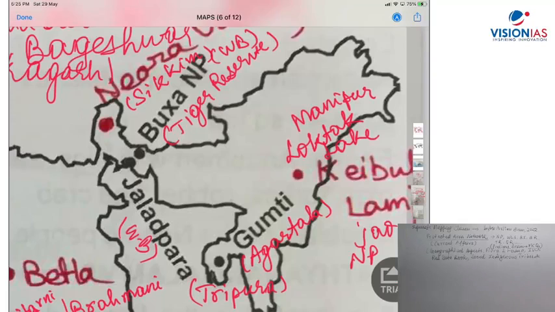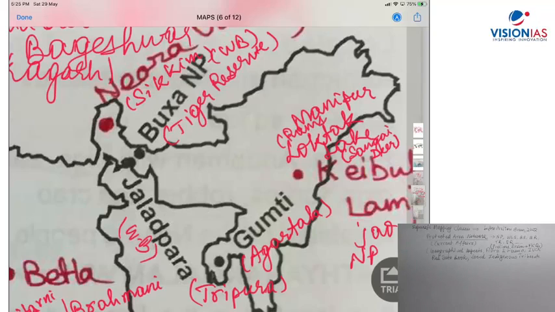There is a national park called Keibul Lamjao National Park, which is home to a very unique deer called the brow-antlered deer, or Sangai, the dancing deer. Sangai, or Thamin, the dancing deer, is endemic only to Loktak Lake in Manipur. There is a famous floating national park called Keibul Lamjao, and it is also a Ramsar site. Loktak Lake is also a wetland of international importance.